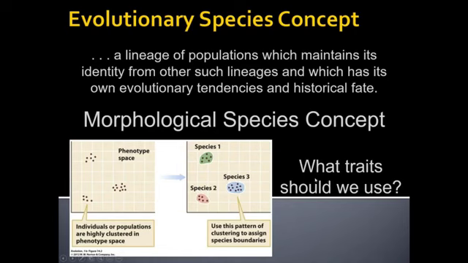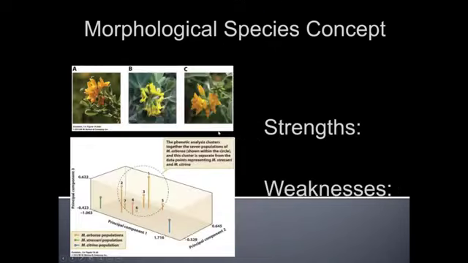Now, what traits we should use to define and draw the boundaries between these different species can be tricky. In some groups, color might be a great definition, but in other groups, color may be useless. So the traits are going to vary depending on the groups of species that we're looking at, okay? But basically, species look different from other species. That's the morphological species concept.